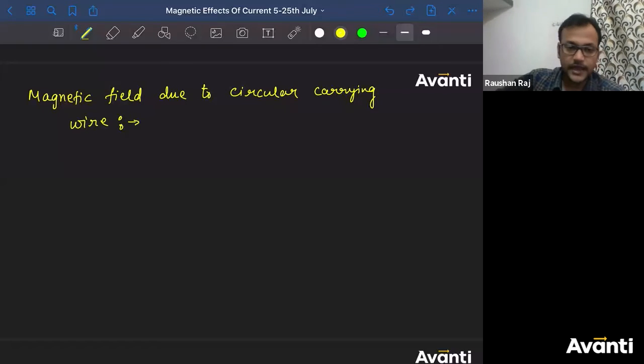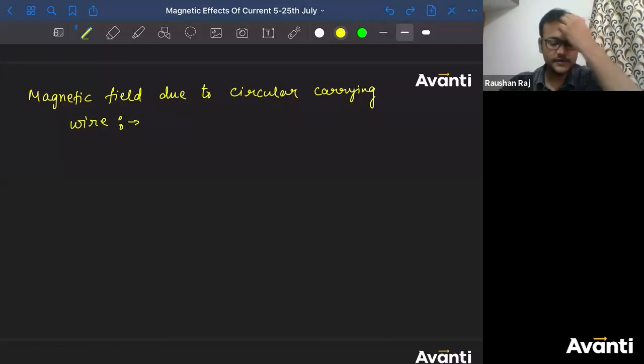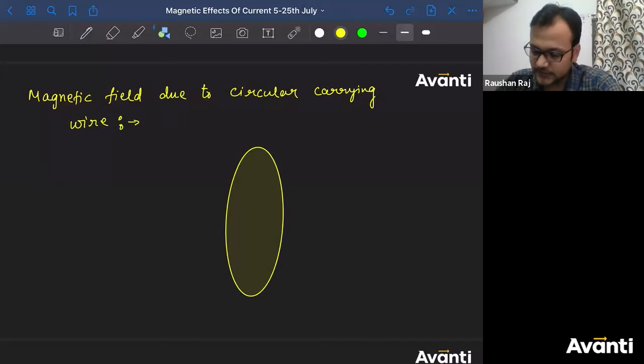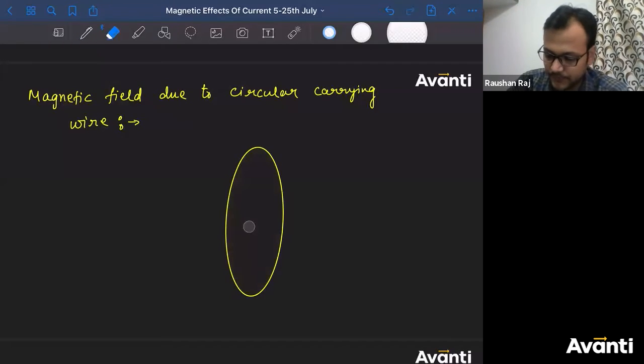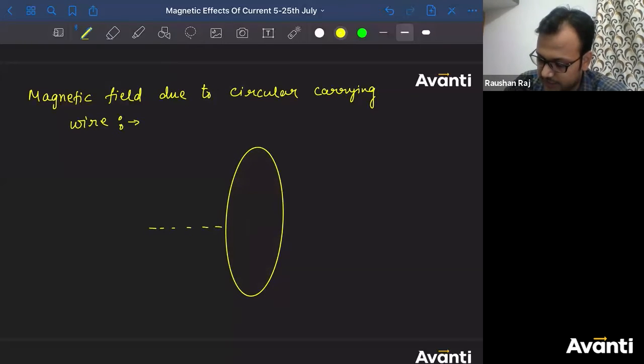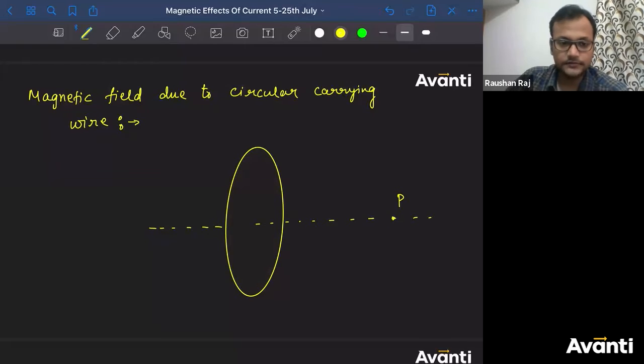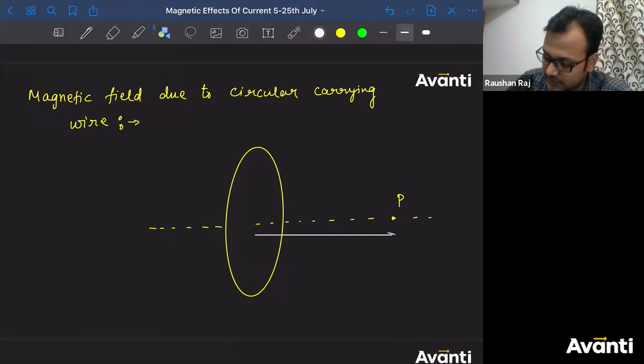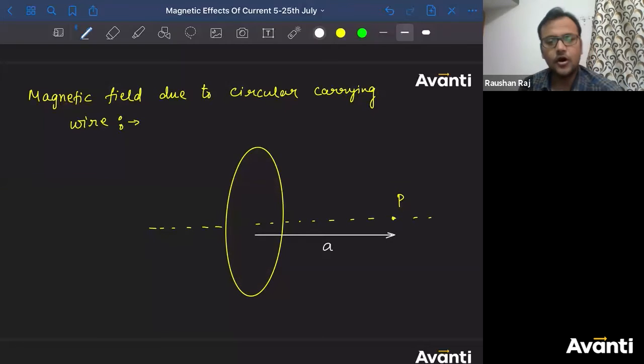Tell me what is the magnitude of magnetic field because of a circular current carrying wire on its axis, at an axial position. What is the formula that we have studied? If this is a circular current carrying wire, and this is the axis, and this is the point P I'm talking about, and the distance of this point P from the center is, let's say, A or D or R, anything. So tell me, children, what is the magnitude of B at P?